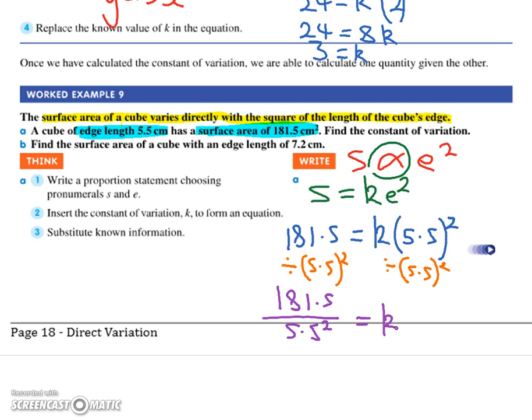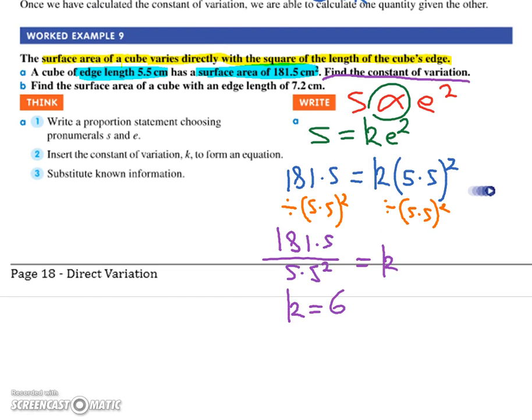Kilograms, which should give you an answer of 6. So, excellent. So we now have our K. One more step to do. Oh, sorry, that's part A. We have found the constant of variation. K equals 6. Happy with that? The only thing I would do at the end of this question is I would then write it down as an equation. So what would your equation be now?